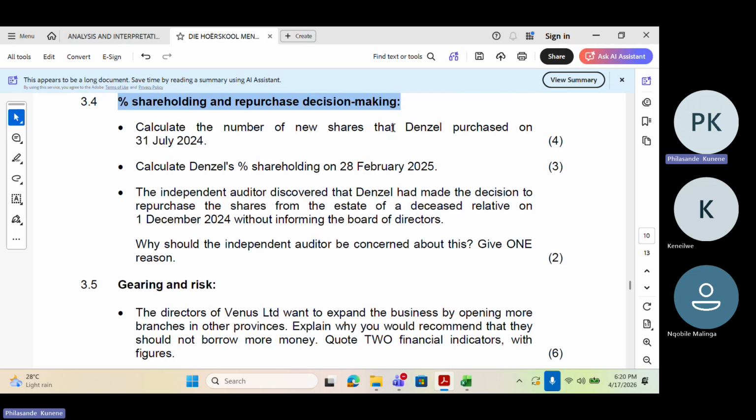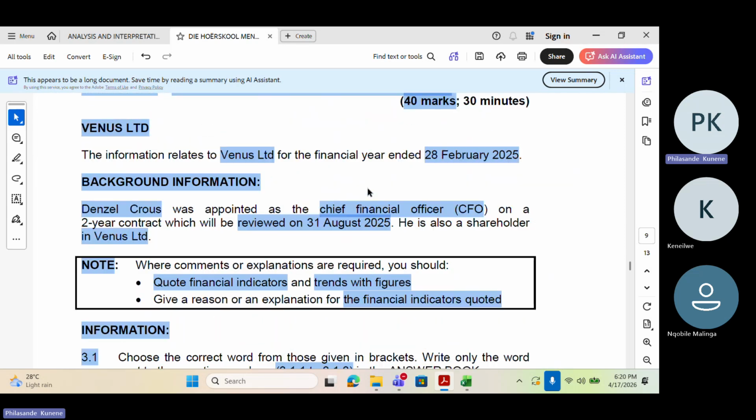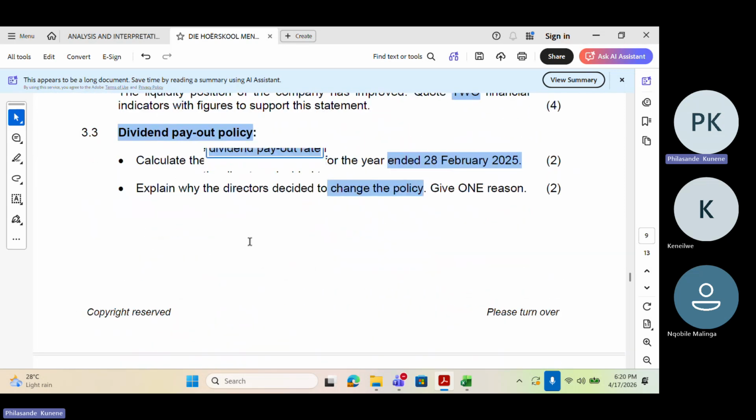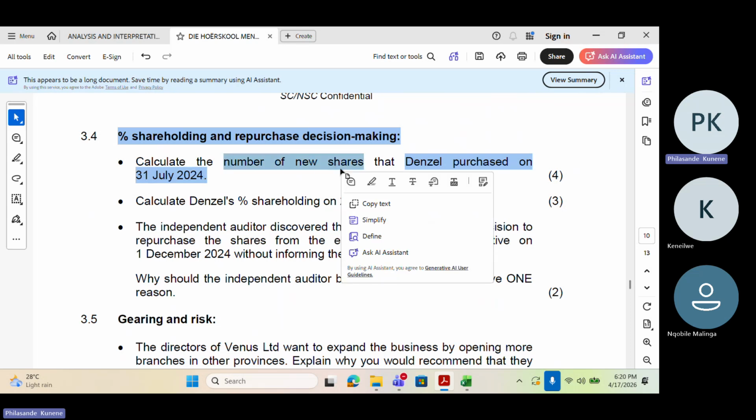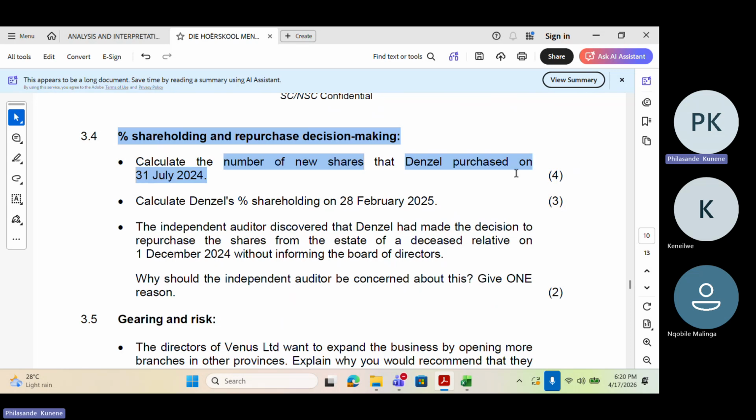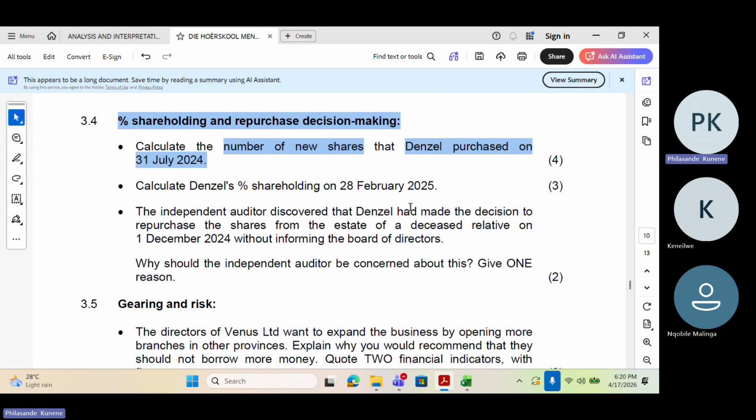Calculate the number of new shares that Denzel purchased on 1 July 2024, which means this Denzel, who is Denzel here? Is it not that guy who is a CFO, who is also a director? I think that is Denzel. Yes, that guy who is also a CFO, which means he bought some shares. We need to calculate the number of new shares that he purchased. That's a very easy question, 4 marks for free. You cannot fail to do the calculation of the number of shares, guys, please.